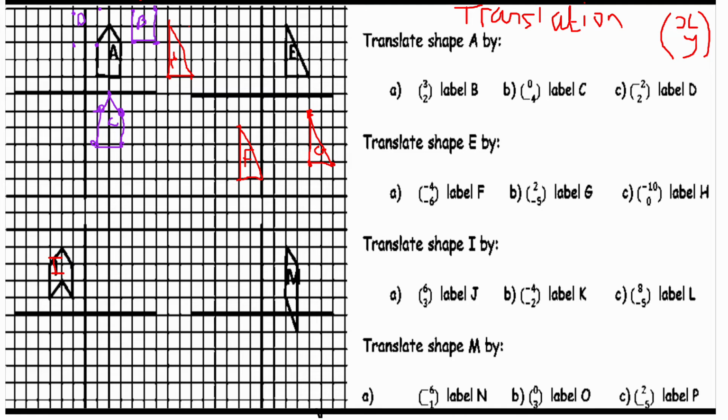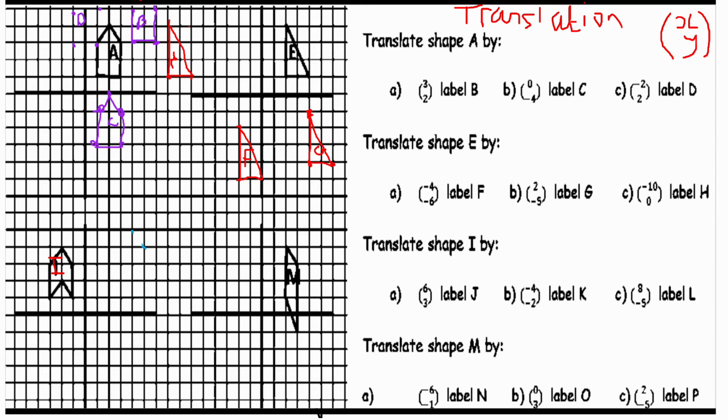Okay, now we're going to look at shape I. Okay, so translate shape I by the vector 6, 3. So it's 6 to the right and then 3 up. So 1, 2, 3, 4, 5, 6. 1, 2, 3. Okay, so it's going to be here. Okay, then the next point is going to be here.